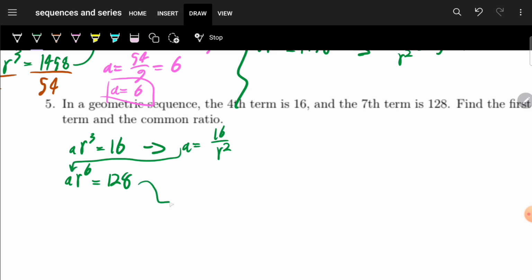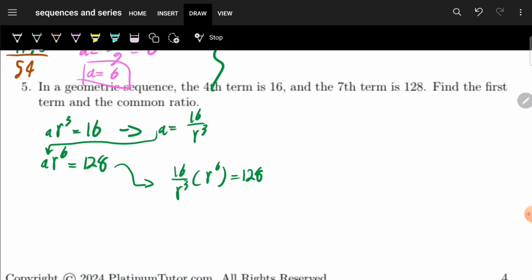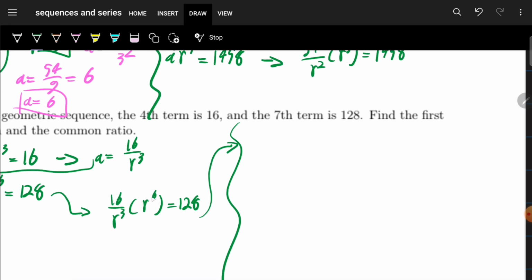Plugging in a here, we get 16 over r squared times r to the 6. Oh, that should have been r cubed. We're dividing by r cubed on both sides. So 16 over r cubed times r to the 6 is equal to 128. Now let's grab this and simplify it. I can cancel out 3 of the r's on top with 3 of the r's on the bottom, so we get 16 r cubed is equal to 128.